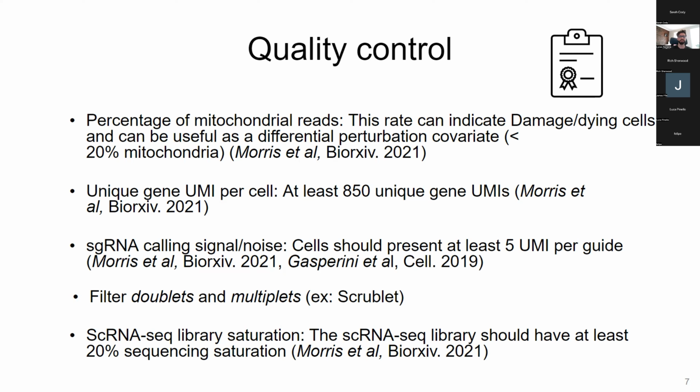And for saturation, this paper is actually using a threshold where they say they need to sequence until 20% of the transcriptomes to start to detect the perturbations well. So there are several quality control things that we can do, but that's one of the most used.